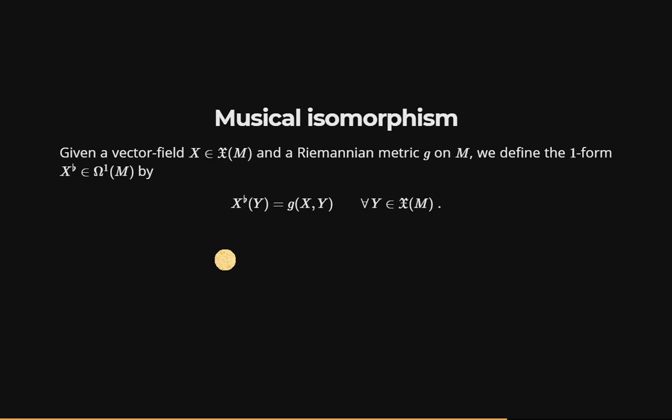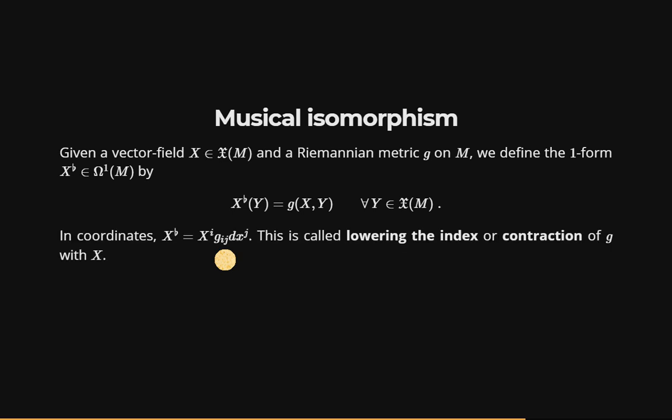A one form is something that acts on vector fields, so it takes vector fields and gives you back functions. So x flat of y is just a scalar product between x and y, g of x and y. In Rn with the standard scalar product, this is the transpose operation, the one that sends a column vector to a row vector. But in general, the matrix of the metric will not be the identity, so it will not be enough to take the transpose.